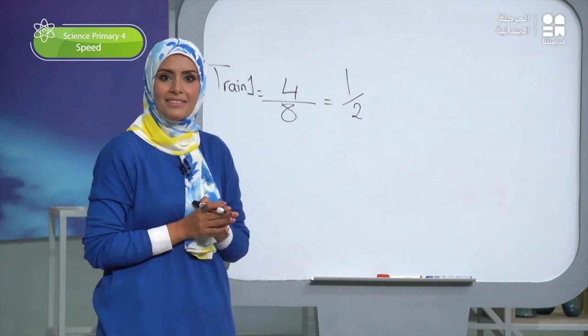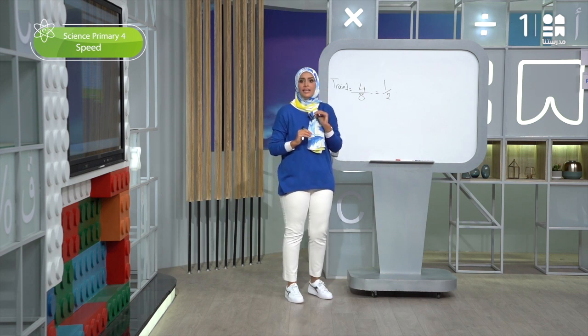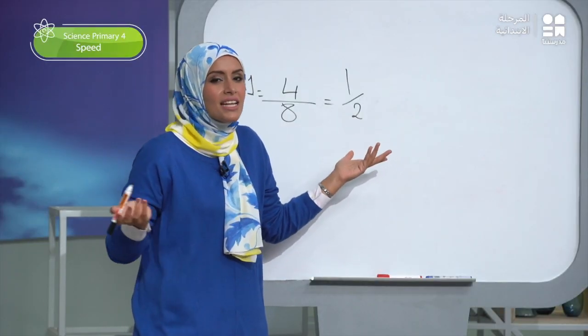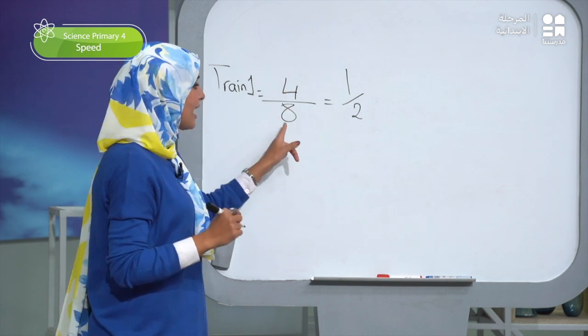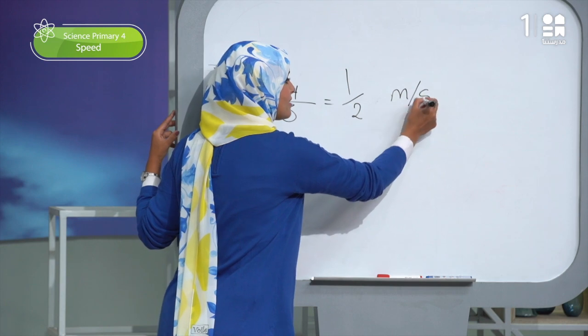Something is missing. We learned that to calculate the speed we need to divide the distance the train traveled by the time it takes to travel there. The speed will be 4 divided by 8. So the speed of the new train equals half. Half of what? Where is the unit? It was 4 meters and 8 seconds. So my unit is meter per second.